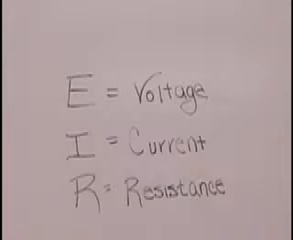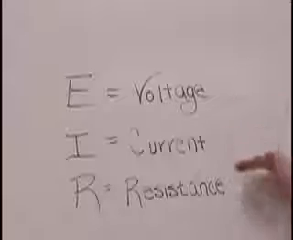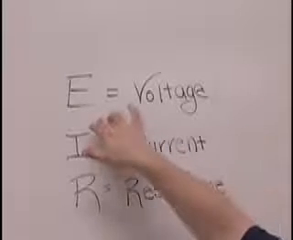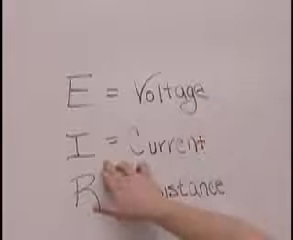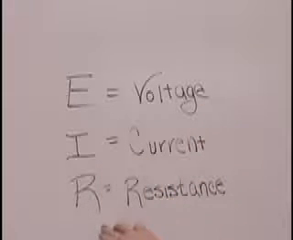We are here to learn and discuss Ohm's law. There are many different ways to find Ohm's law, but today we're going to go over the basics. The first thing you need to know is what each letter represents. The letter E, in this case, represents voltage. The letter I represents current, and R is resistance.